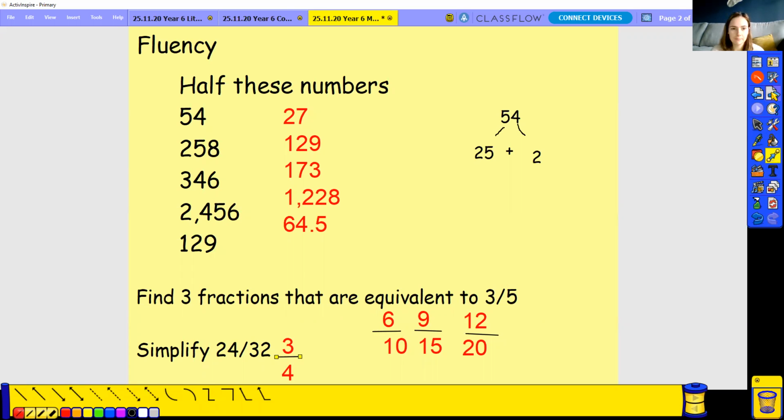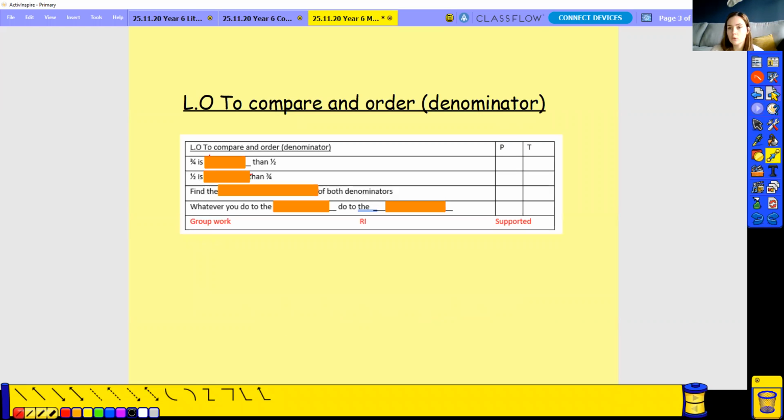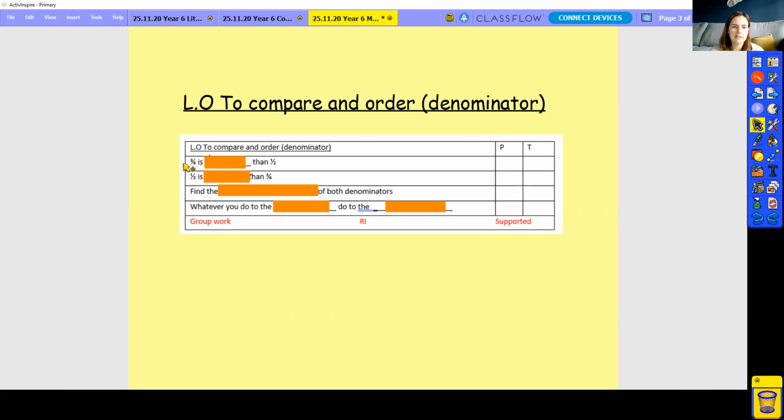Okay, next bit. So today we're comparing and ordering fractions, but we're using denominators to order them. So 3/4 is larger or greater than a half. A half is smaller than 3/4. You need to find the lowest common multiple of both denominators, and then whatever you do to the denominator, you must do to the numerator. Okay, so let's move on to our first part.